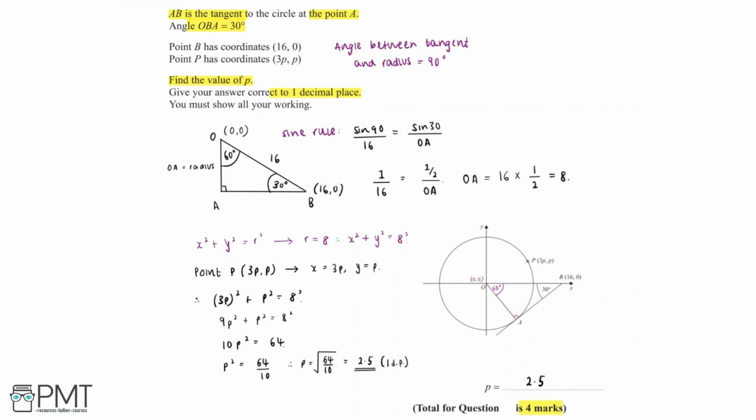Now this question is worth 4 marks. We get the first mark for using sine rule in order to find the length of the side OA, and so we found that the radius of the circle is equal to 8. We get the second mark for recognising that the equation of the circle is in the format x squared plus y squared is equal to r squared. We get the third mark for correctly substituting in the values of point P into our equation, and for saying that (3p) all squared plus p squared is equal to 8 squared. And we get the fourth and final mark for simplifying and rearranging in order to find that the value of p is equal to 2.5 to 1 decimal place, allowing us to get the full 4 marks needed in this question.